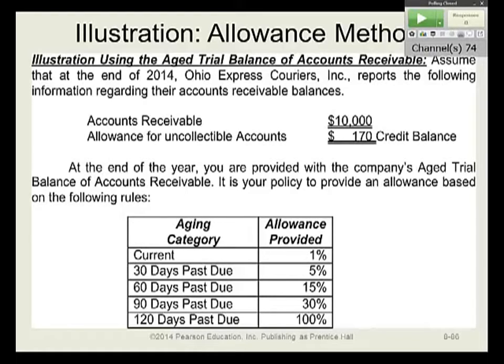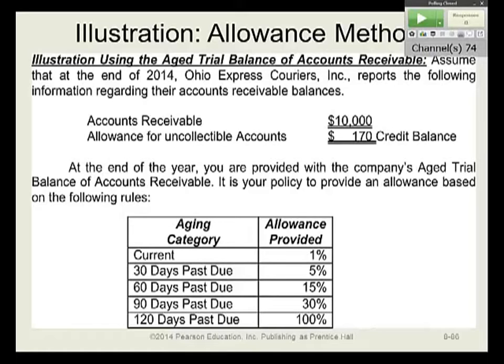And once again, it starts the problem at the end of the year with accounts receivable of $10,000 and an allowance of $170. At the end of the year, you're given the following percentages regarding the aging.